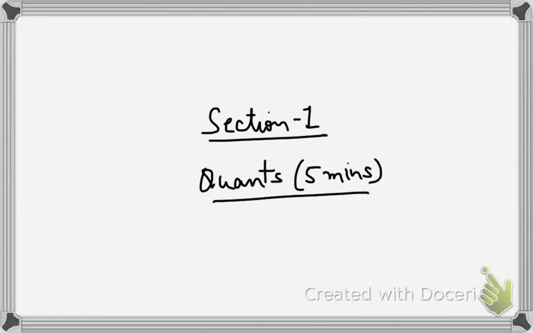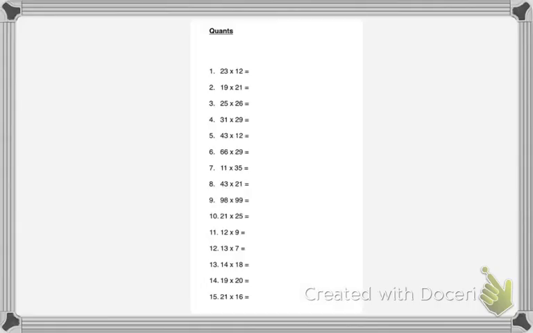Now, talking about the first section in your worksheet, it was quants and you were allotted 5 minutes. The number of questions was 15. So you were given 5 minutes and 15 questions. So let's see how you can score well.